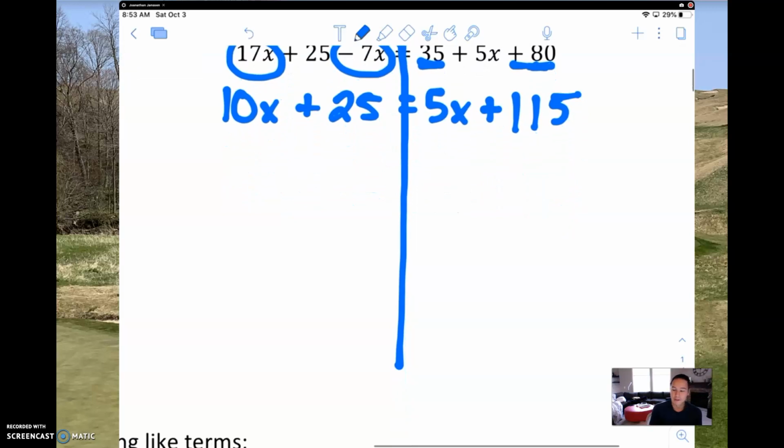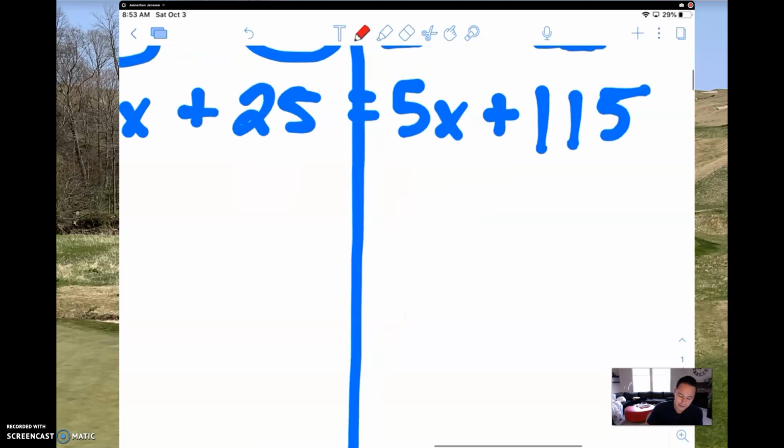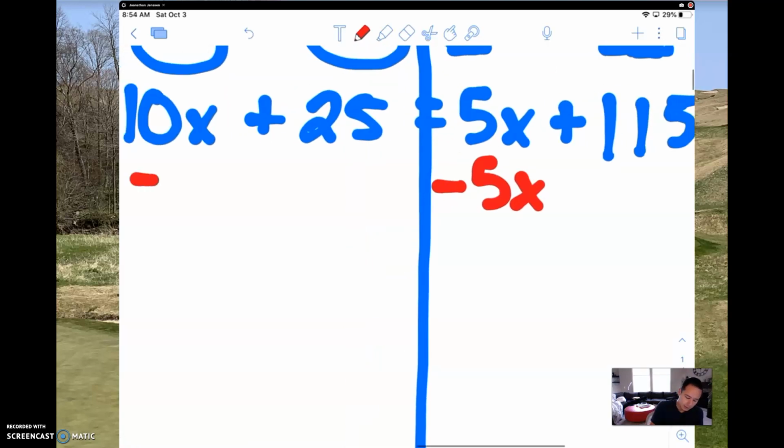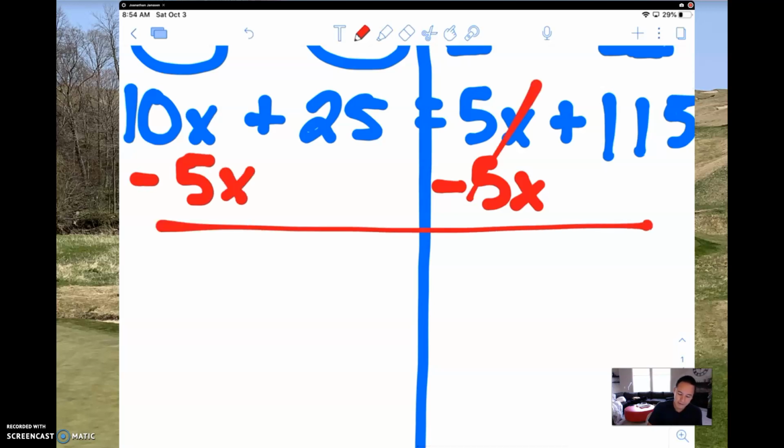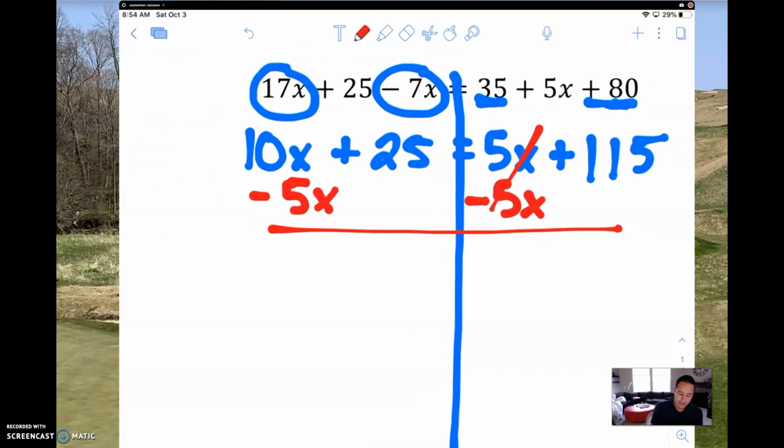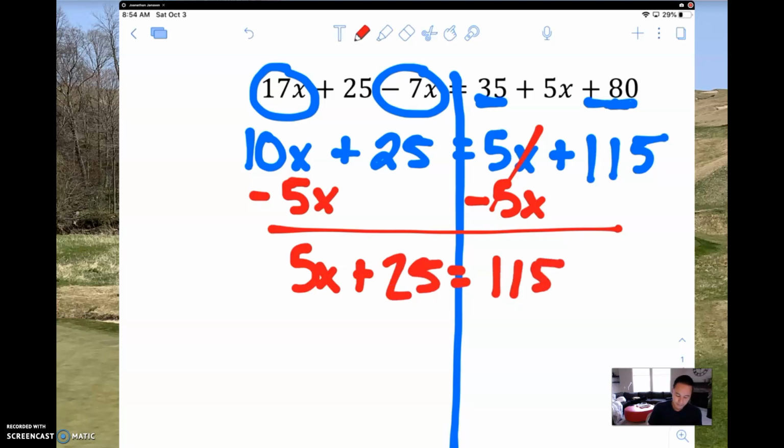So now we have variables on both sides. I want to get rid of the smaller one. So if I look at 10x and I look at 5x, the one that's smaller is the 5x. We'll get rid of that by subtracting it. So subtract 5x from both sides. And the 5x goes away. 10x take away 5x is 5x. Drop down the plus 25. Drop down the 115. Now we've brought it down to a two-step equation.